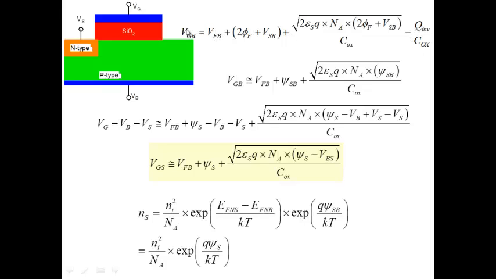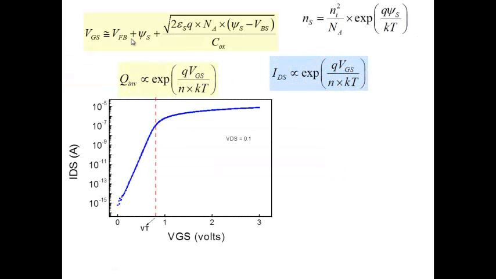And the major thing is, any time you change VG, you're changing the surface potential here. And electron density changes exponentially with surface potential, and therefore it changes exponentially with gate voltage. So that's the reason why you're finding that the current changes exponentially. The reason is electron density changes exponentially.